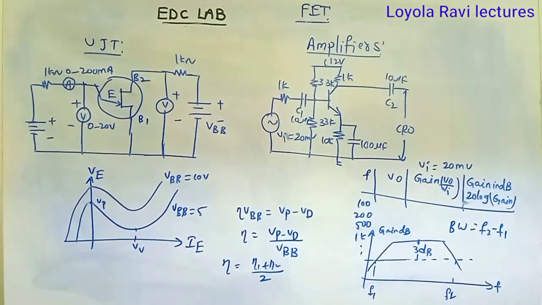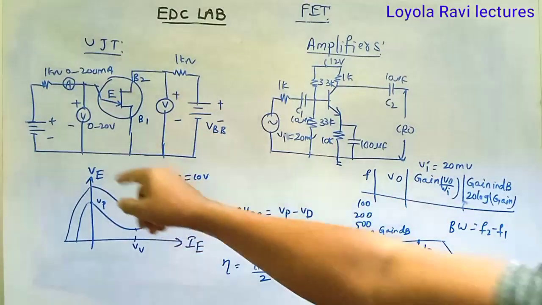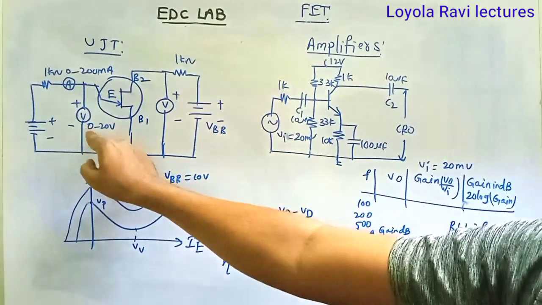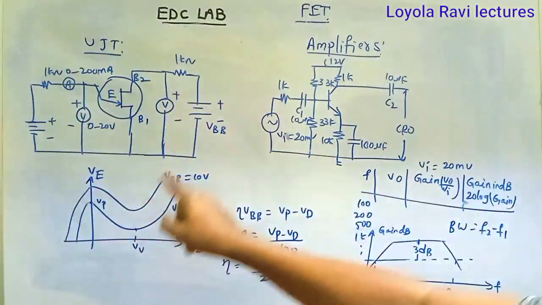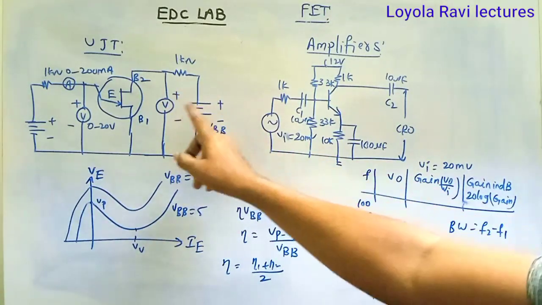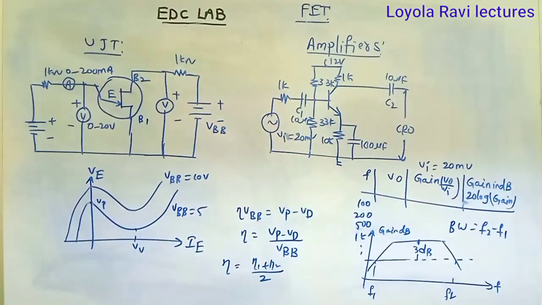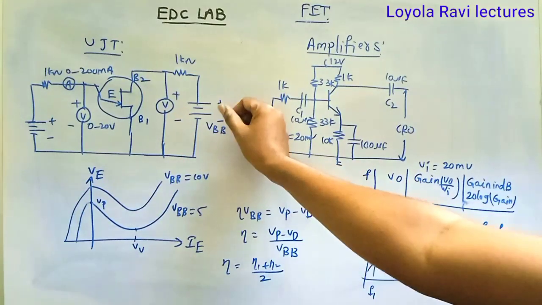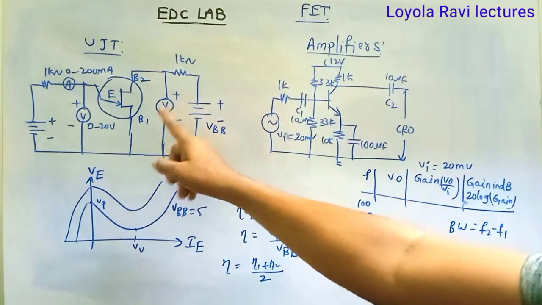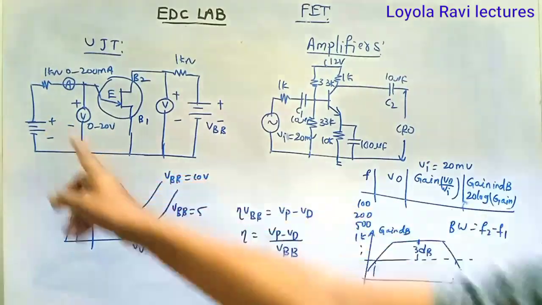Next one is UJT characteristics. This is the basic circuit for UJT characteristics. Here we can connect one voltmeter as well as an ammeter, and on the output side you can take one voltmeter. This is VBB and this is VE and this is IE. For this UJT characteristics, keep VBB constant. By varying this, keep VBB constant. Then come to the input side, vary this applied voltage VEE.